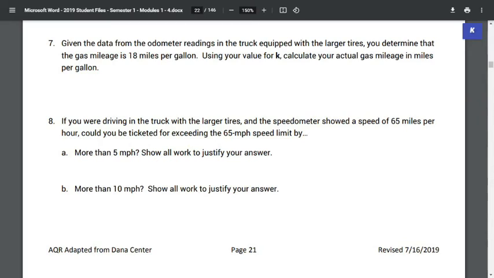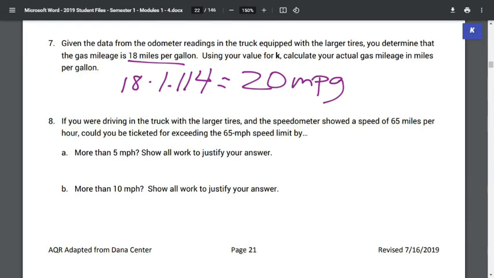If we look at number 7, now we're going to talk about how many miles to the gallon that we get. So it says that your gas mileage originally is 18 miles per gallon. So we're going to multiply that times our constant of 1.114 to figure out how many miles per gallon we actually get. And when you multiply that out, we're going to get 20. So we're going to get 20 miles per gallon there.